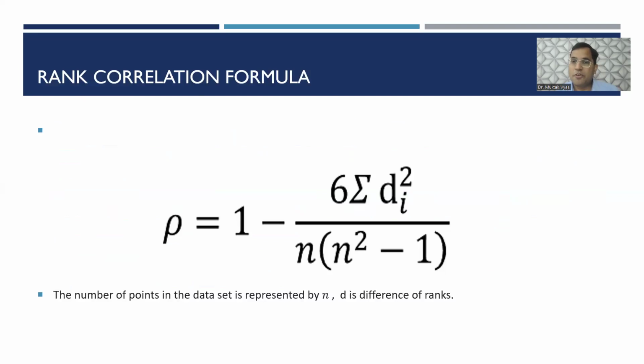Now, this is the formula for rank correlation: 1 minus 6 summation d squared upon n into (n squared minus 1). n is the number of items, the sample size, and d is the difference of ranks, R1 minus R2. And the Spearman rank correlation coefficient ranges from -1 to +1.